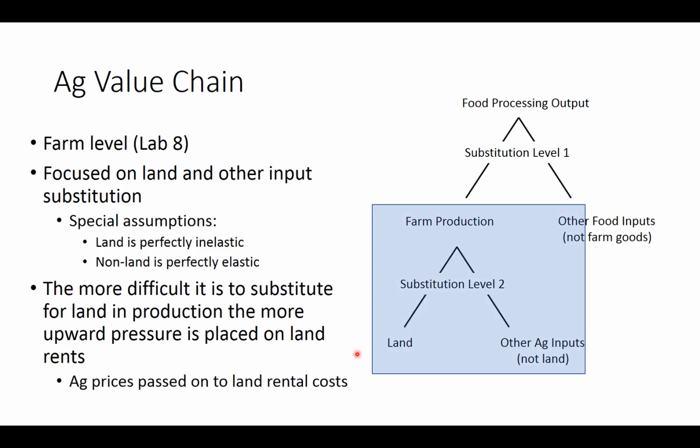So let's look back at Lab 8. We were focused on the part down here in the blue box, and here we focused on the substitution between land and other inputs and what that meant for prices. And we saw that if the substitution is low, if we restrict the substitution, then as demand for the farm product goes up, the land price pressure goes up by a lot. And that gives us an idea of just how strong that relationship is.